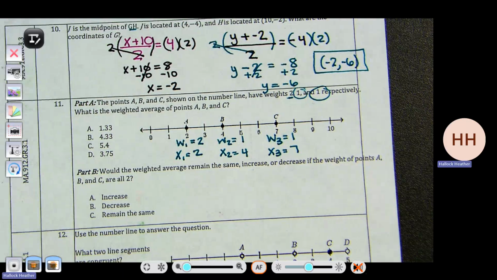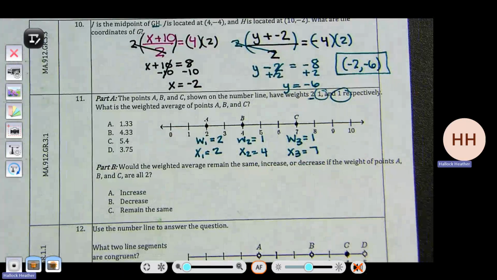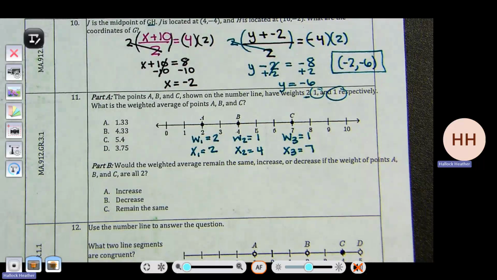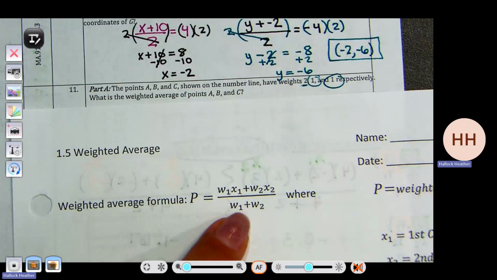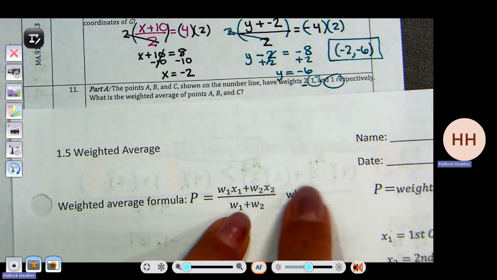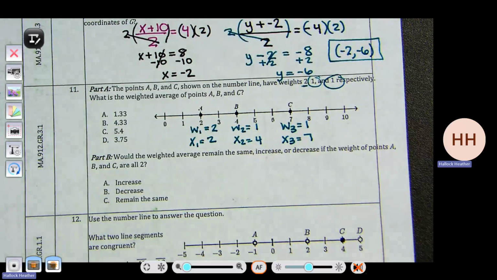So when we did this, we only used 2 points. The formula is exactly the same. You just have an extra little section. So we're doing weight times location and weight times location and weight times location. This is my formula that we're using. But instead of only 2 points, we're going to have a third point. So we're going to say plus, and then we're going to have weight 3. So we're going to do it 3 times.